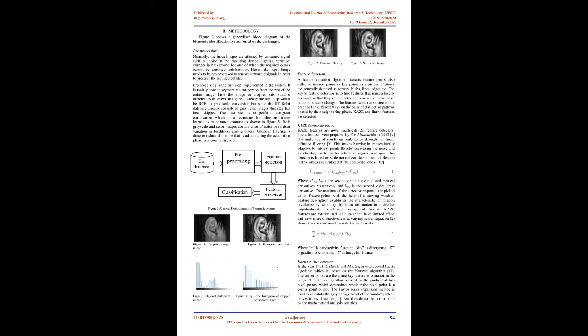Feature detection. A feature detection algorithm detects feature points, also called interest points or key points, in a picture. Features are generally detected as corners, blobs, lines, edges, etc. The key to feature detection is to find features that remain locally invariant so that they can be detected even in the presence of rotation or scale change. The features which are detected are described in different ways on the basis of distinctive patterns owned by their neighboring pixels. KAZE and Harris features are detected.